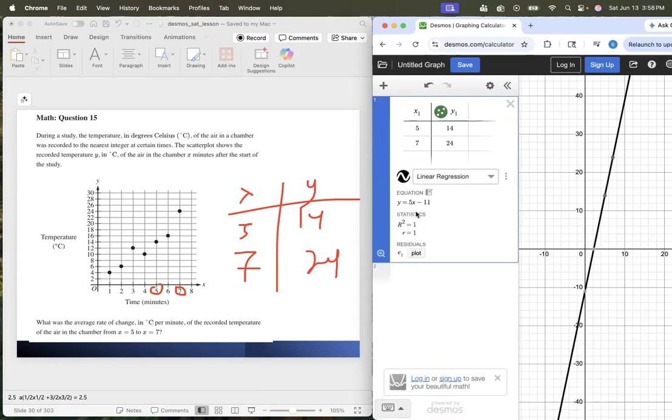They ask what was the average rate of change. The average rate is the gradient, and so the slope is the answer. The slope is 5, and therefore we're going to pick 5 as our right answer. We're going to write 5. This you have to input in it. But this is the way you do it. Just put it in Desmos and you'll be fine.